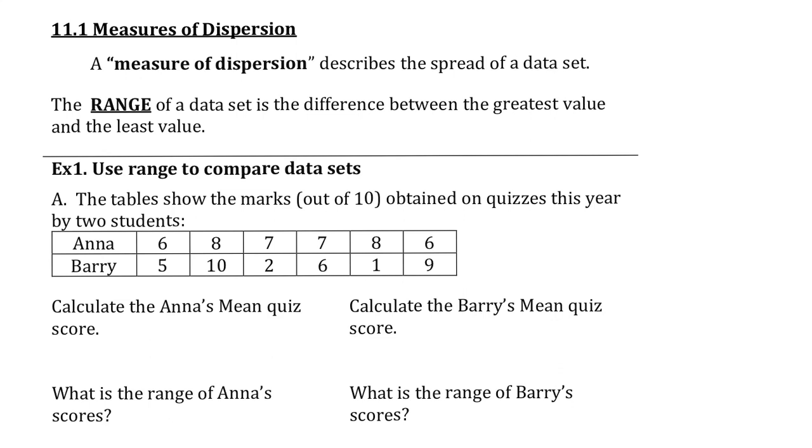Okay, 11.1, we're going to look at a couple measures of dispersion. A measure of dispersion describes the spread of a data set or how far apart the values are. The first measure of dispersion is the range. The range of a data set is the difference between the greatest value and the least value, which really just means I do the highest minus the lowest.